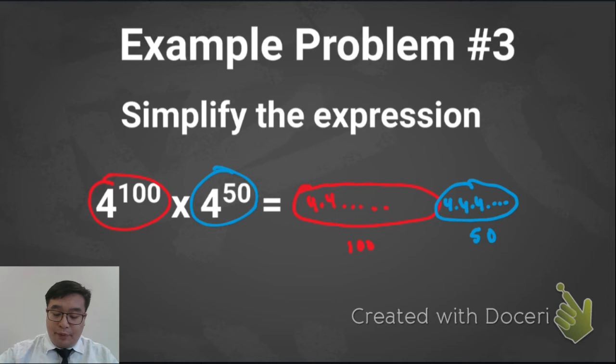So, if I have 100 4's over here, 50 4's over here, how can I write this as a simplified exponent? What should our exponent be to represent all of these 4's being multiplied together? Since I have 100 here, 50 here, in total that's going to be 150 4's all being multiplied together.